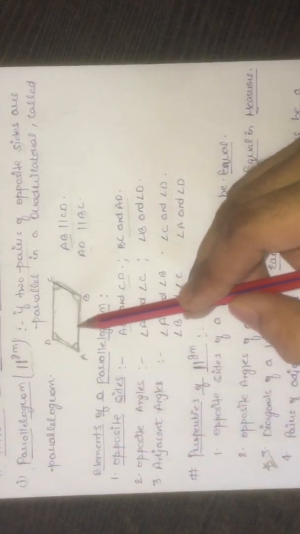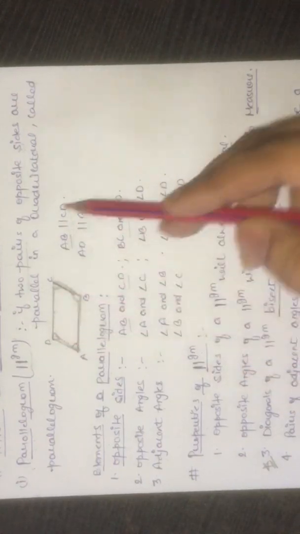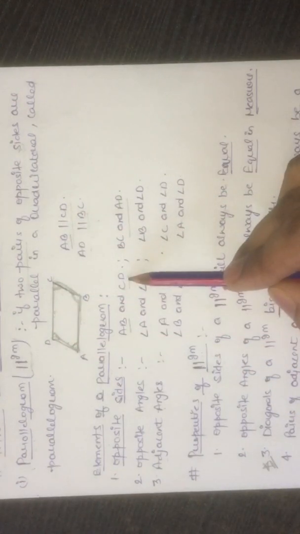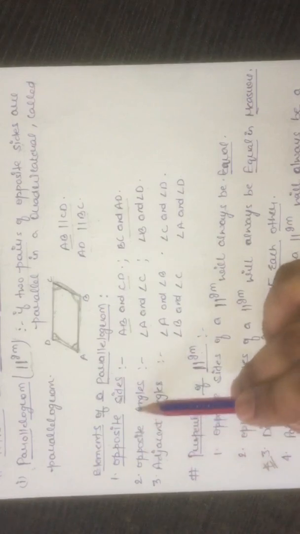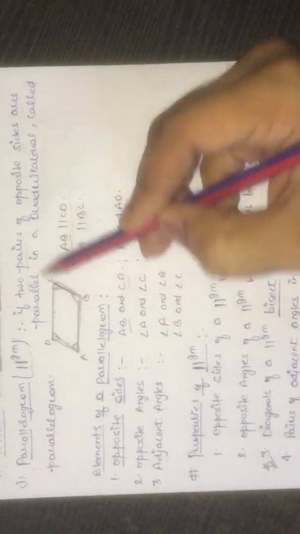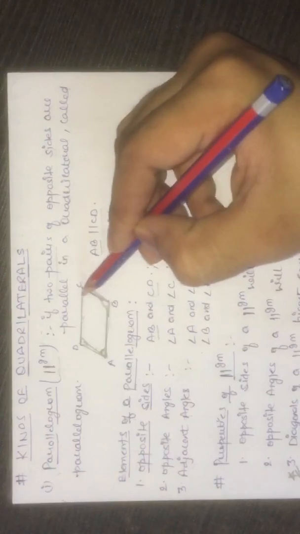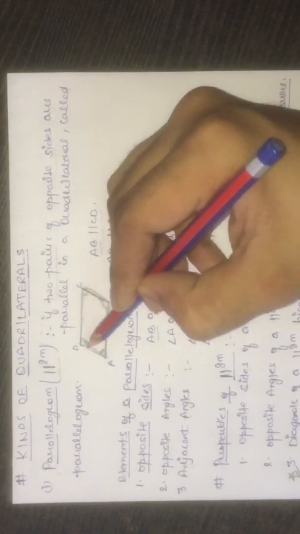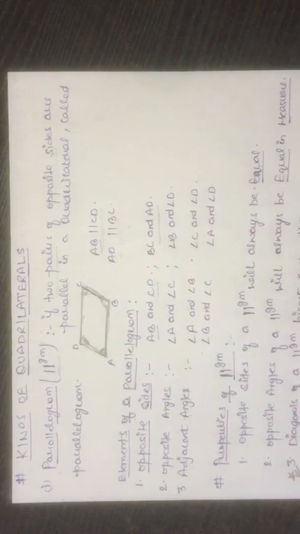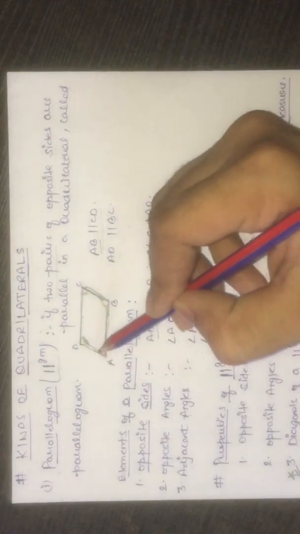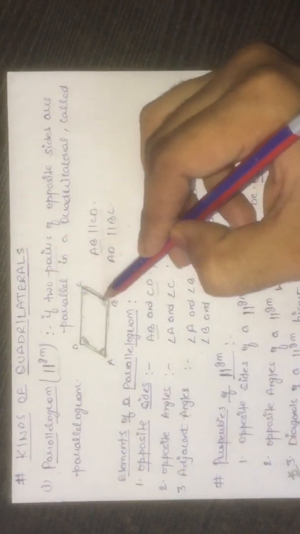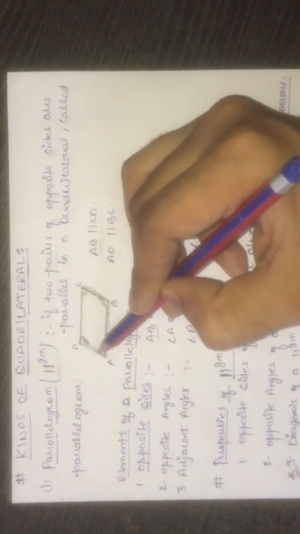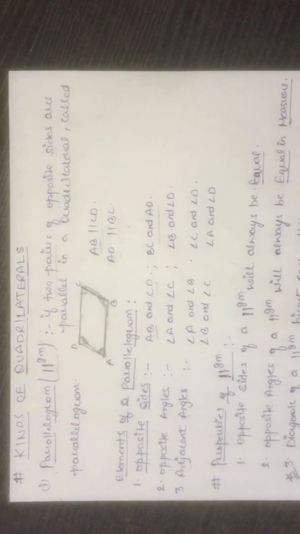Opposite sides: AB is opposite to CD, and similarly BC and AD are opposite to each other. Next is opposite angles: angle A is opposite to angle C, and angle B is opposite to angle D. Adjacent angles are angles formed on adjacent sides. Angle A and angle B are adjacent to each other. Angle B and angle C, angle D and angle A are also adjacent angles.